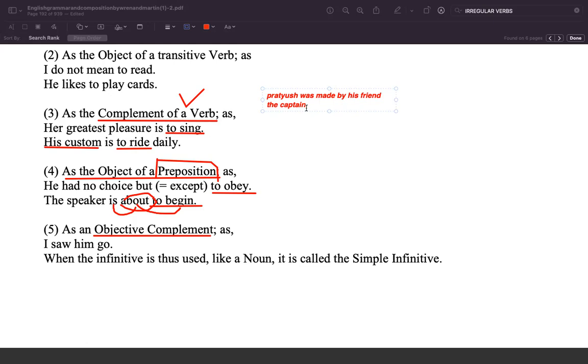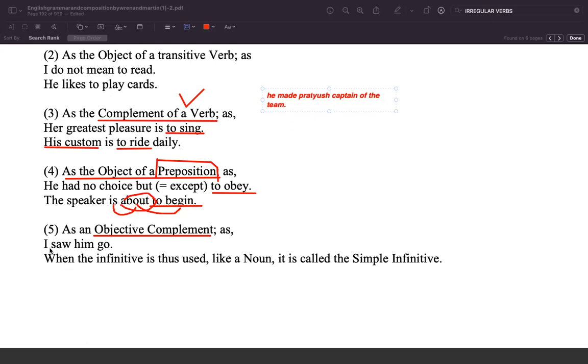In that case, what do you find? The captain is referring to whom? Or if I make this sentence, he made Pratyush captain of the team. Captain of the team is referring to whom? Pratyush. He is the subject, made is the verb, Pratyush is the object. So captain of the team is referring to Pratyush. That's why captain is an object complement.